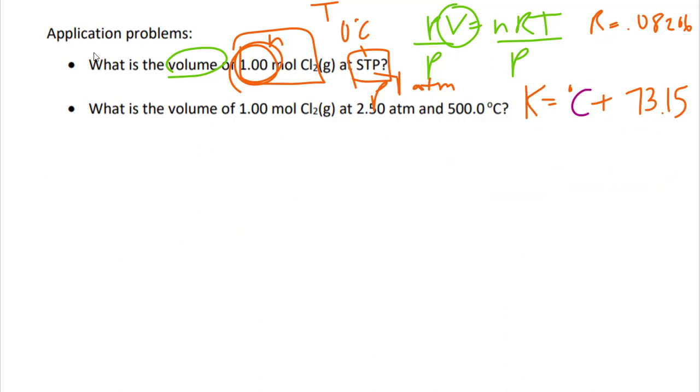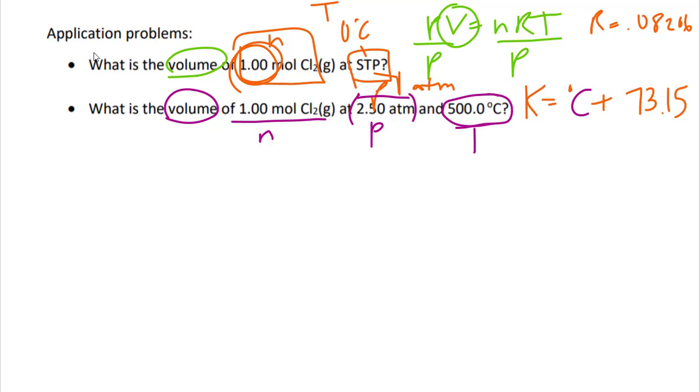So for the second problem, again, it wants to know the volume. We have 1 mole, so that's my N. 2.50 atm, so that's my pressure. 500 degrees Celsius is my temperature, but I do need to convert that. So let's do that first.